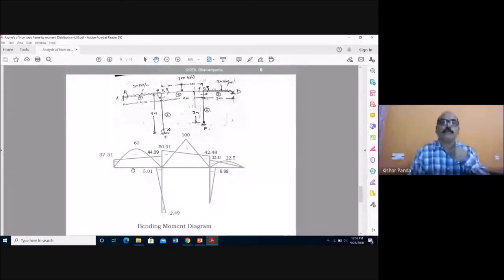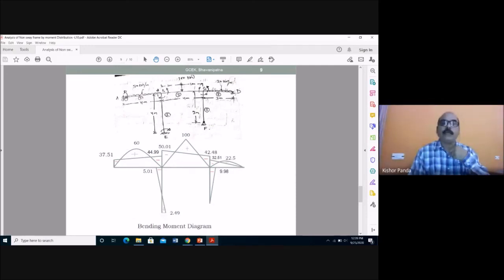AB, BC, and then this side is 2.49, and this side is 5.01. And here also for the vertical member, this side arrow mark anti-clockwise. So this is 9.98, and here this is 0. So this is the support moment diagram.